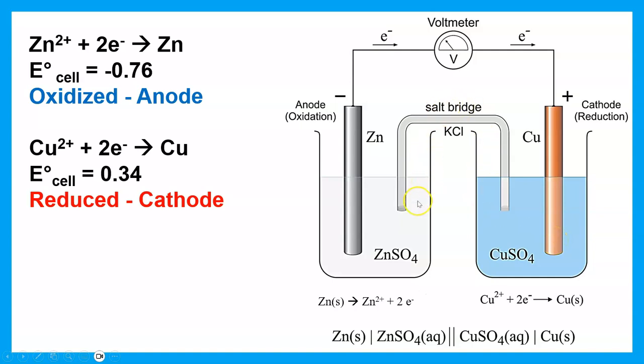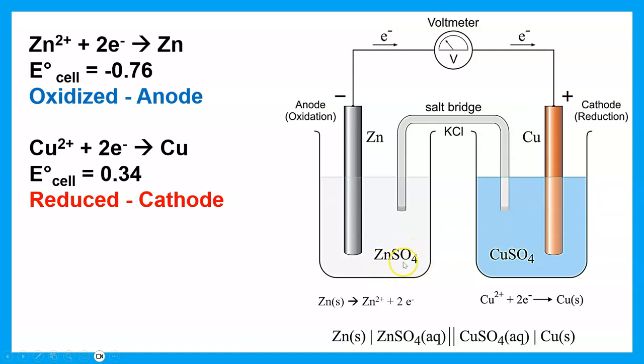I have a salt bridge in here. This time it was potassium chloride. I have some half reactions. I even have the line notation down here, right? The only thing left, let's figure out what ions are floating around going which ways.